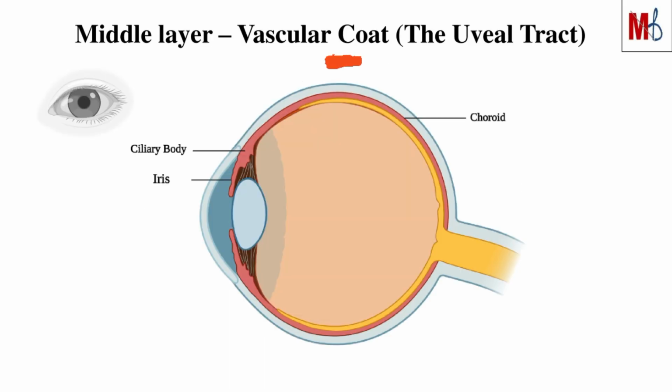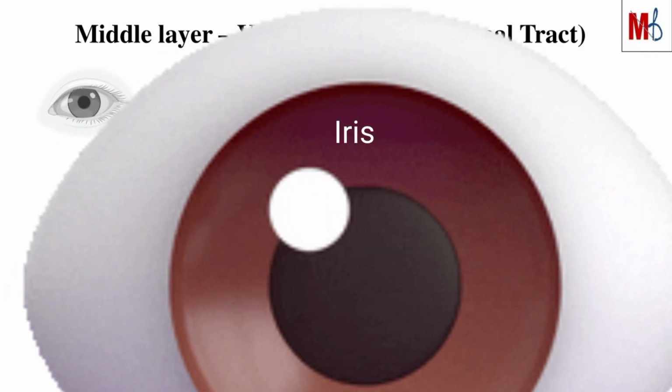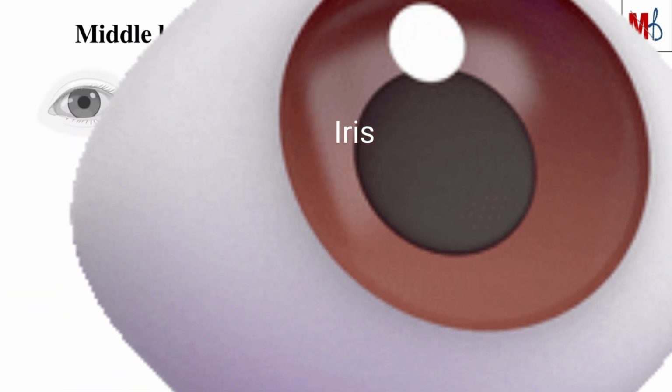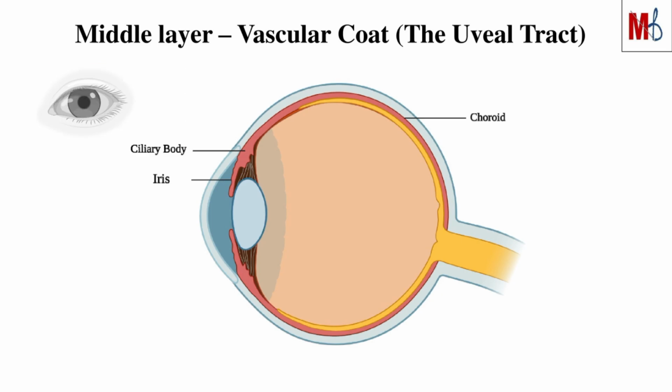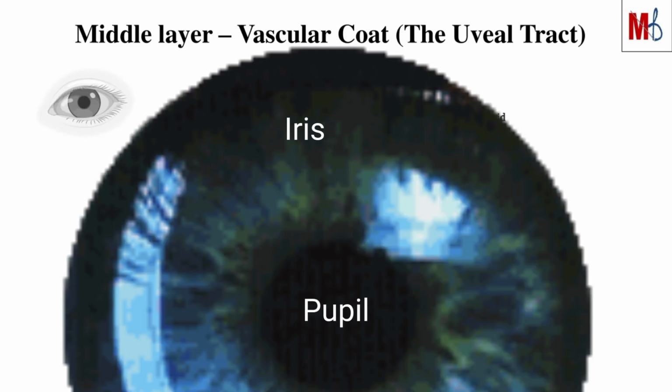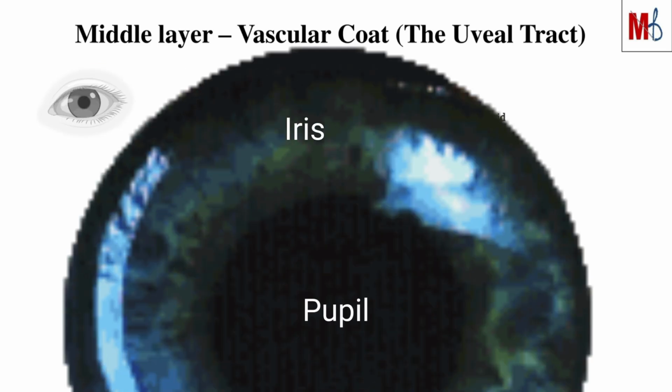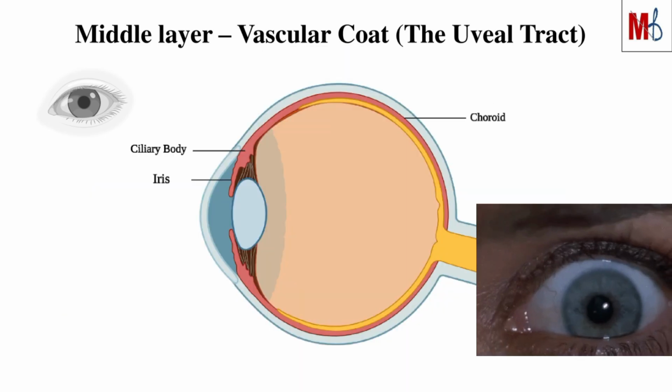The middle layer is the uveal tract. It basically consists of the iris, ciliary body, and choroid. The iris is the colored part of the eye which regulates the amount of light entering the eye. When bright light is there, the iris constricts and closes the pupil. Here, the pupil is the opening at the center of the iris through which light enters. So, the iris adjusts the size of the pupil, and the pupil expands when dim light is present in the surrounding.